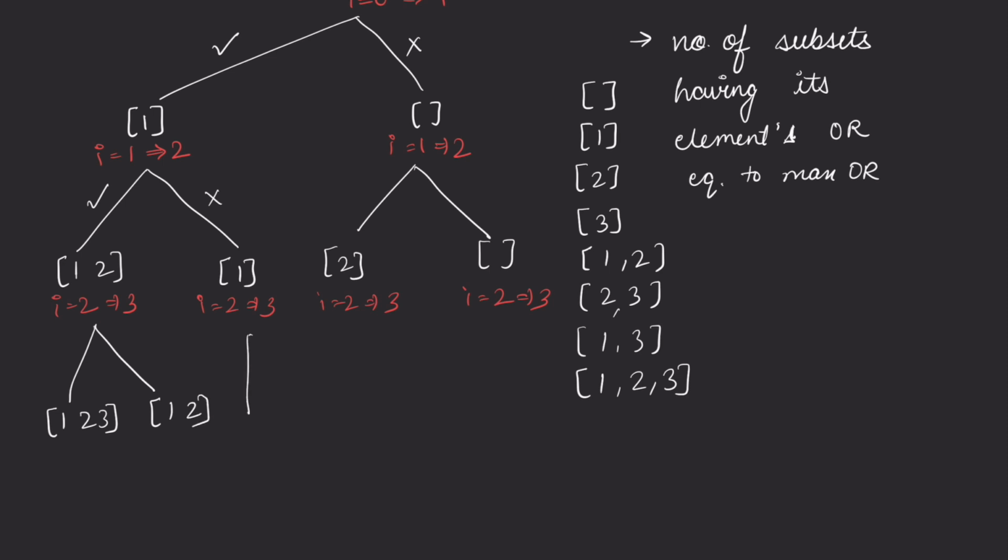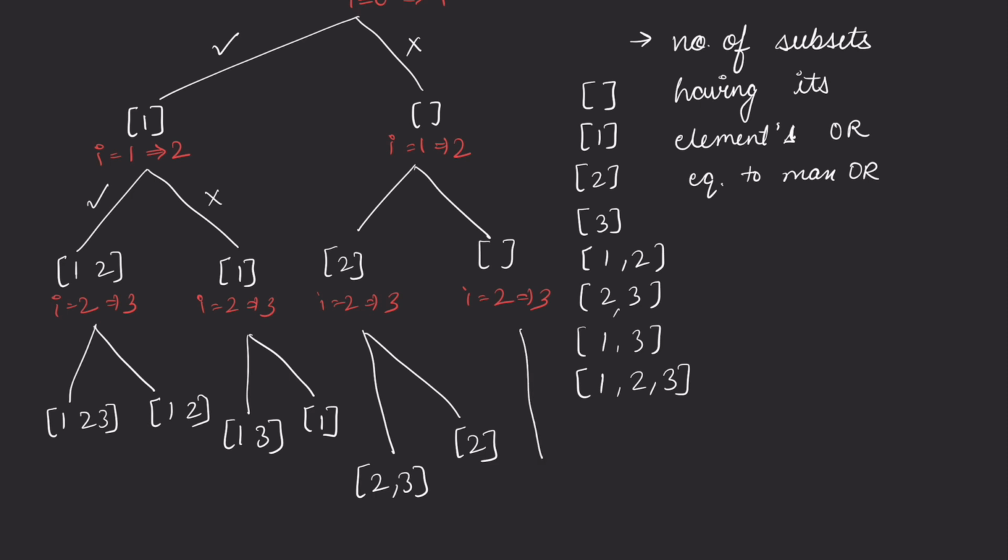Then here, if we take 3, then it will become 1 and 3, and if we don't take it, then it will remain as is, that is 1. Then here, if we take 3, then it will become 2 and 3, and if we do not take it, then it will remain 2 as is. And then here, if we take 3, then it will become 3, otherwise it will be empty.